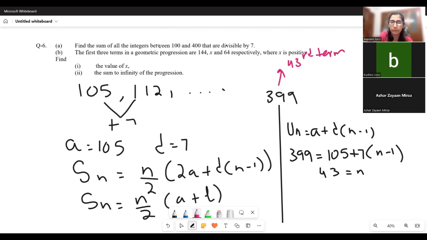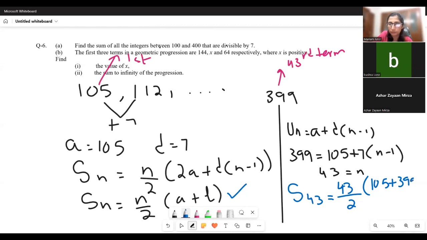That's the first step. So we have to find the sum of the first 43 terms. So I'm going to use this formula. Sum 43 equals n, 43 upon 2 into a, which is 105, plus 399. What does that give us? That gives us 10836.